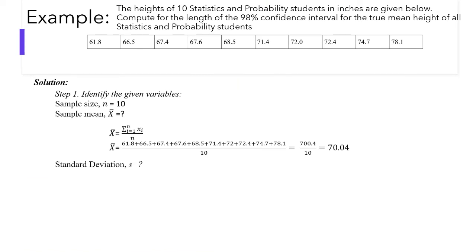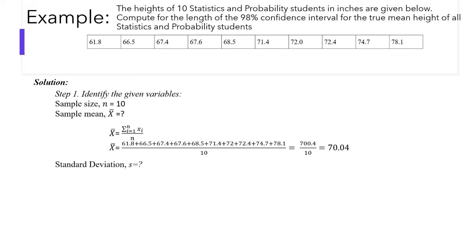The heights of 10 statistics and probability students in inches are given below. Compute for the length of the 98% confidence interval for the true mean height of all statistics and probability students. We have 61.8, 66.5, 67.4, 67.6, 68.5, 71.4, 72, 72.4, 74.7, and 78.1.